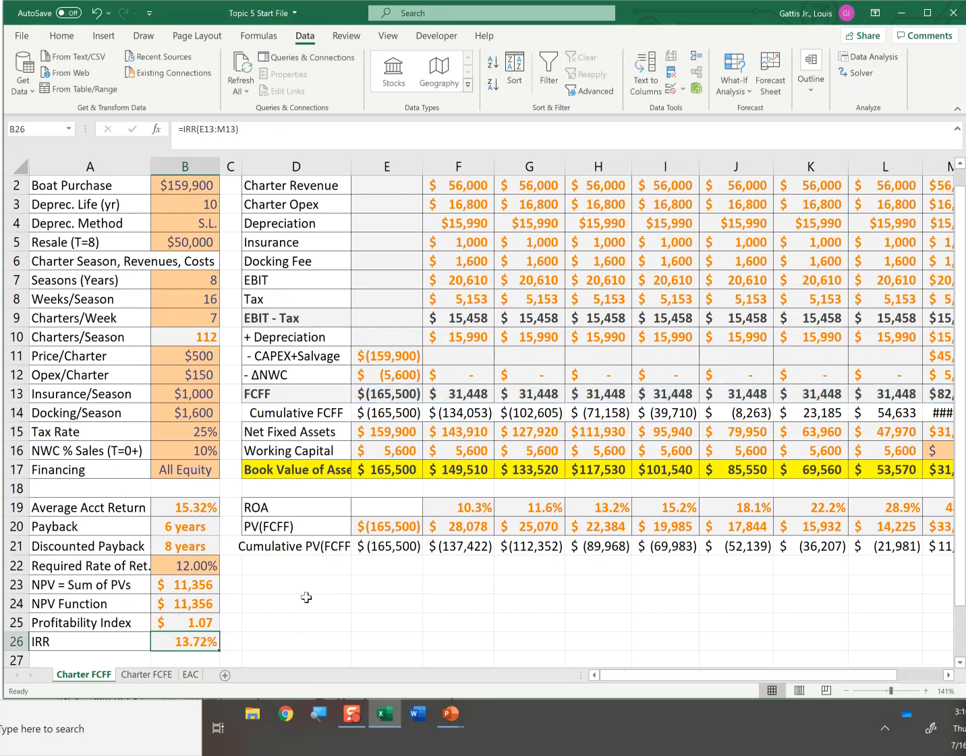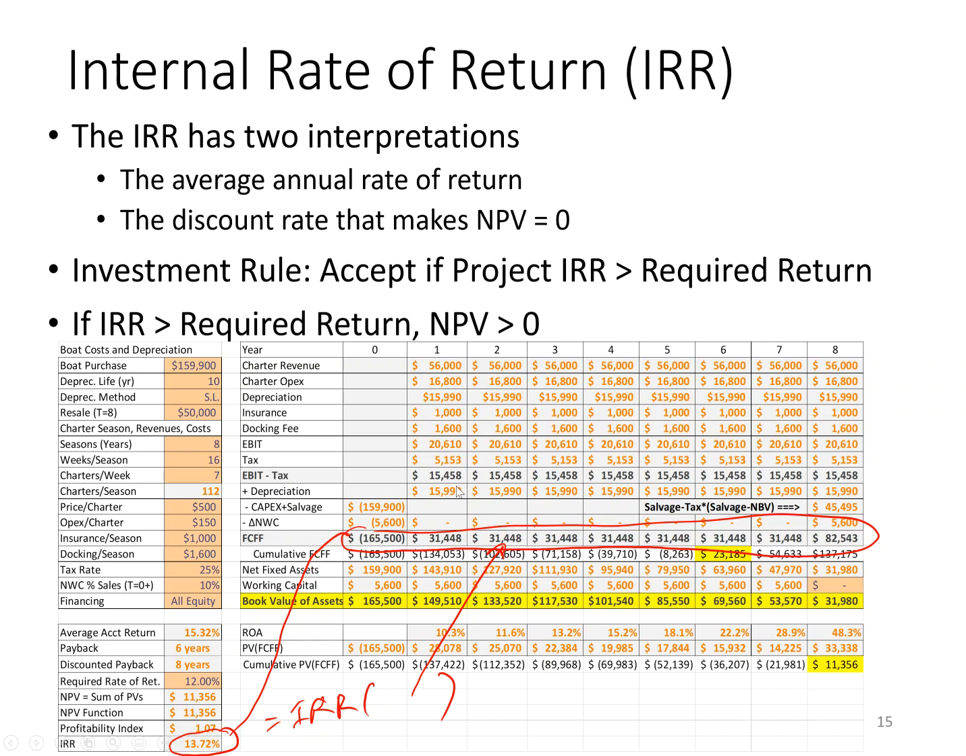So how would I use IRR to determine whether we're going to do a project? Well, you accept all projects in which the project's IRR is greater than some hurdle rate, sometimes we call it, or the required rate of return. So if I say this project, based on its risk, should return a 12% rate of return, and this IRR is 13.72%, then I would accept this project. So it's just another way of thinking about NPV.